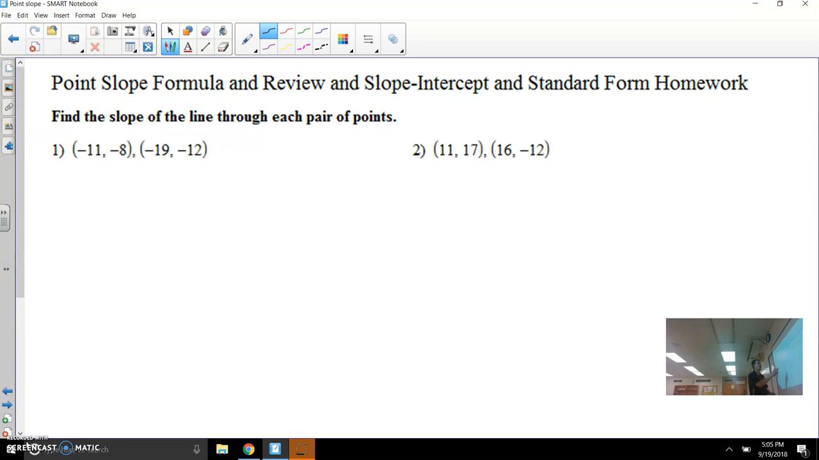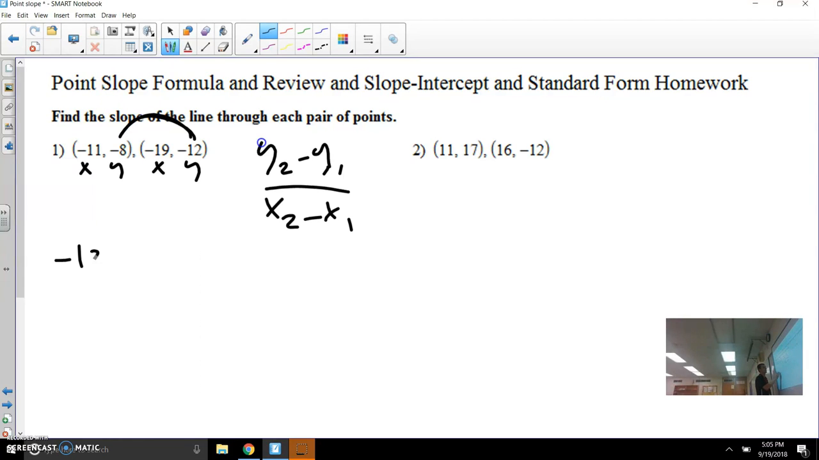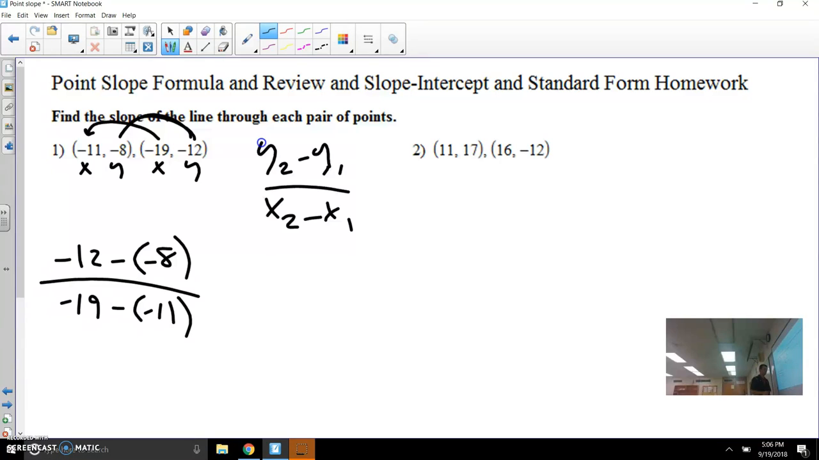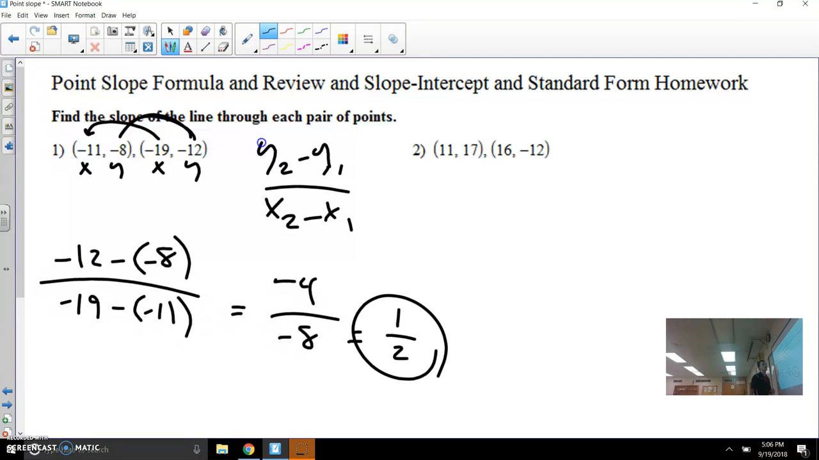Slope formula: y2 minus y1 over x2 minus x1. Labeling it is helpful: x, y, x, y. We're connecting the y's together, so that'd be negative 12 minus negative 8. We're also doing negative 19 minus negative 11. Minus and minus does make a positive. Negative 12 plus 8 is negative 4. Same thing here, minus negative 11 makes positive 11, and that gives you negative 8. These divide to give you positive 1/2.